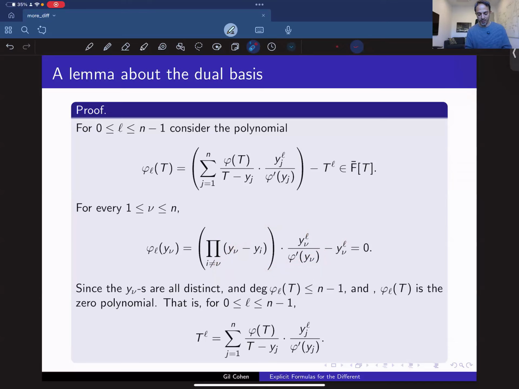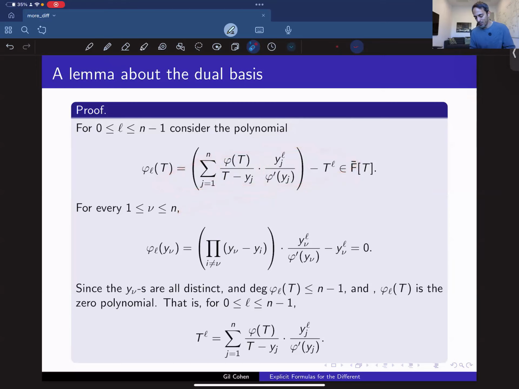So to summarize, for every nu between 1 and n, y nu is a root of phi sub L. These are n distinct roots because the y nu's are distinct, because this is a separable extension, right? So all of the roots of the minimal polynomial are distinct, and the degree of that polynomial on the other end is at most n minus 1, right? Because the degree of t to the L is at most n minus 1 because L is at most n minus 1, and the degree is here, well, this is constant in t, and this is a degree n polynomial divided by one of its roots, so it's a degree n minus 1 polynomial.